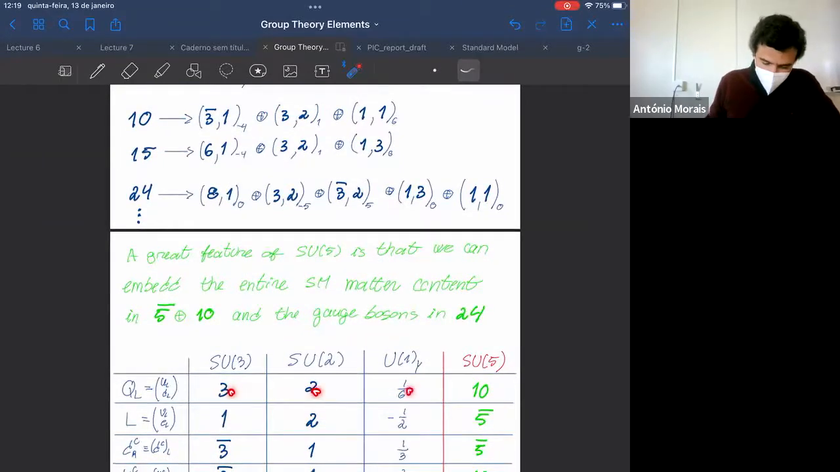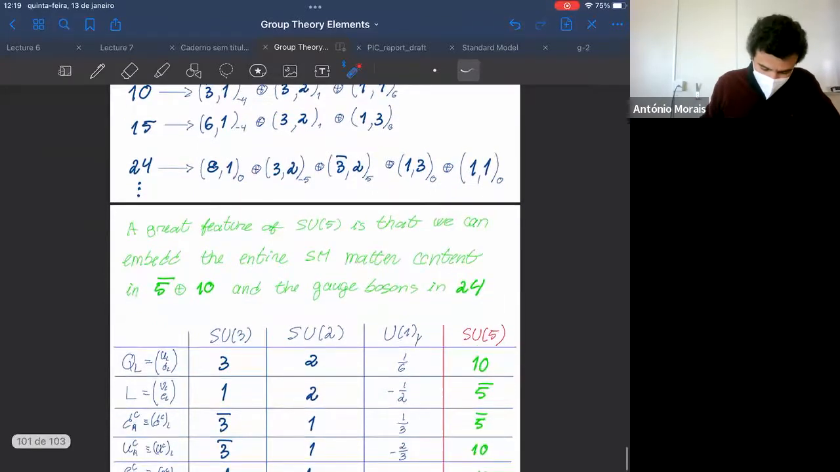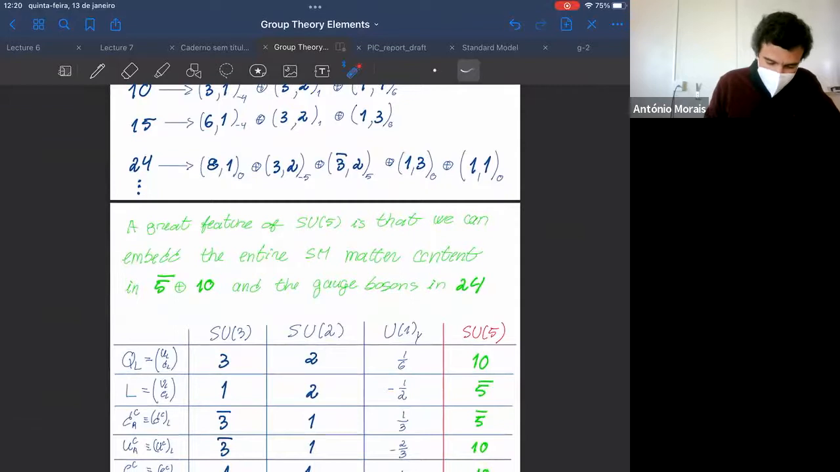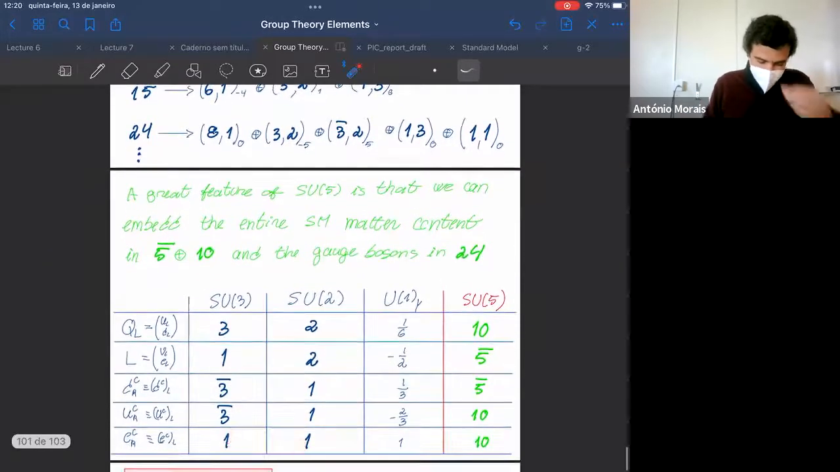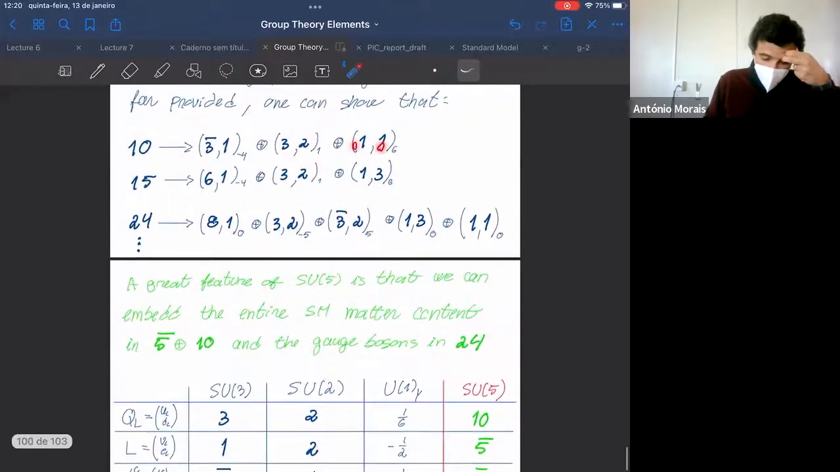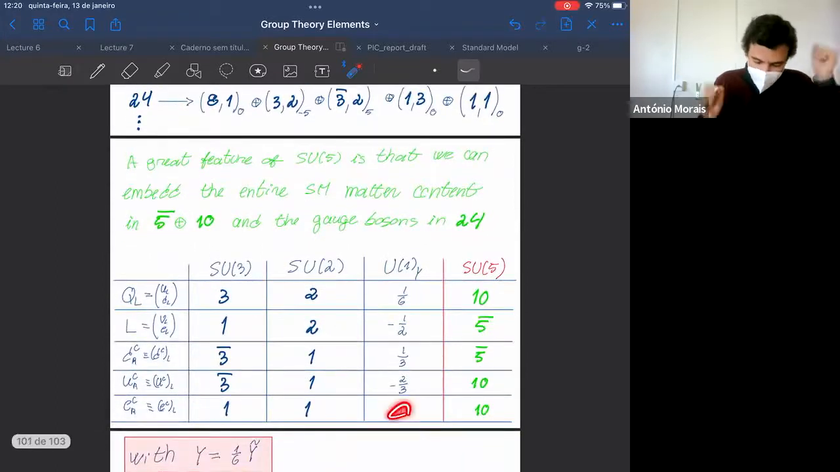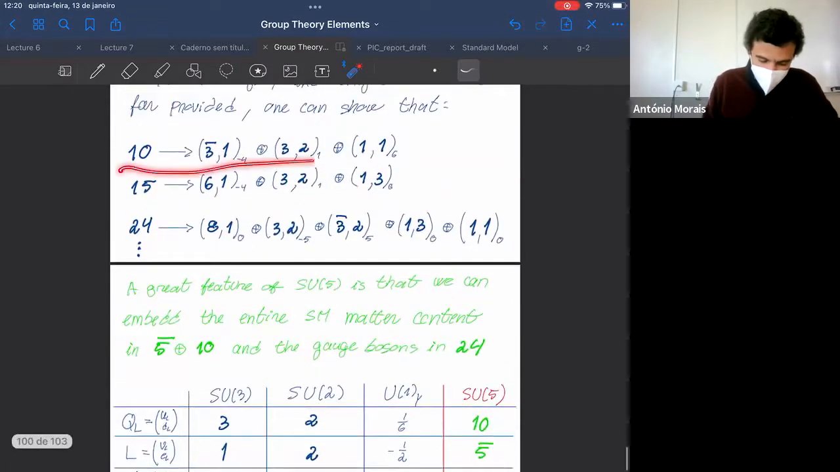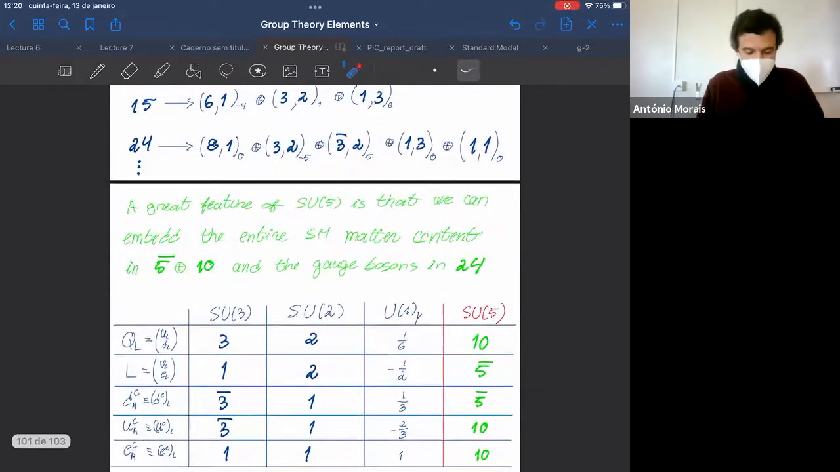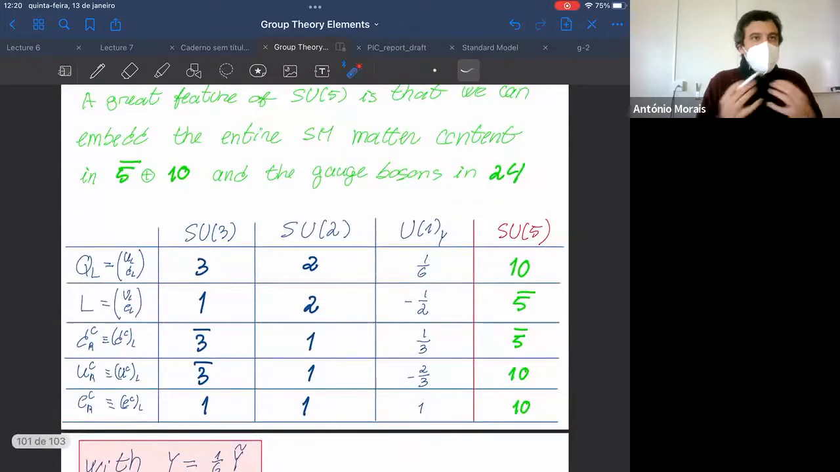What we have here, (3,2), 1/6. So it's divided by 6. Now we have to divide all hypercharges by 6. So this fits there in the 10. (3 bar,1), -2/3: -4 divided by 6 is -2/3. And finally, the right-handed electron, it's (1,1), with hypercharge 6. So 6 divided by 6 is 1. So that's why you have 1 here. So these fit into this 10 of SU(5). This is just a matter of counting, but it's quite beautiful in the sense that it's really symmetric.